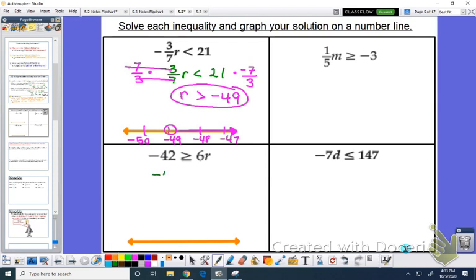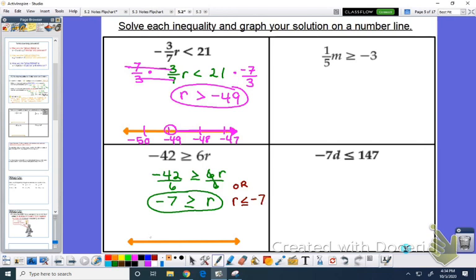So we have negative 42 is greater than or equal to 6r. From our skills in chapter 2, we know to divide by the coefficient 6. So now we're just dividing by a positive 6. Our symbol will not change. Negative 42 divided by 6 is negative 7. So you can say negative 7 is greater than or equal to r, or another way of saying this is r is less than or equal to negative 7.